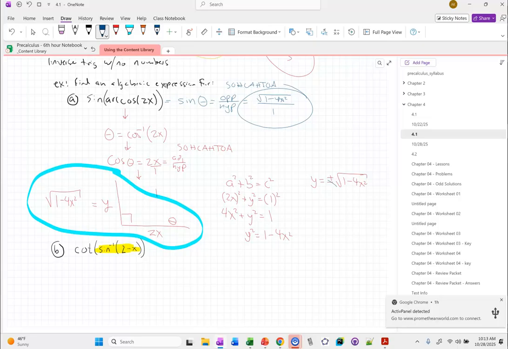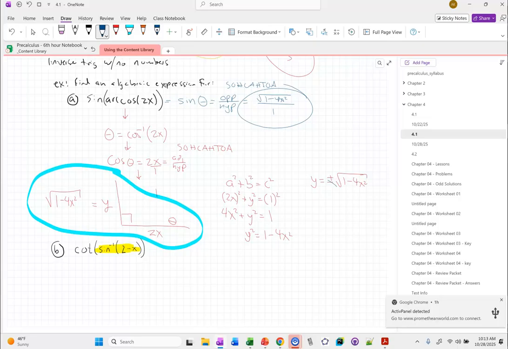So again, the hard part is building that triangle. Once you've built the triangle, though, it's just SOHCAHTOA. Yes, Ian. Wait, never mind. Okay, let's do it again, right? Can you simplify 1 minus 4x squared?